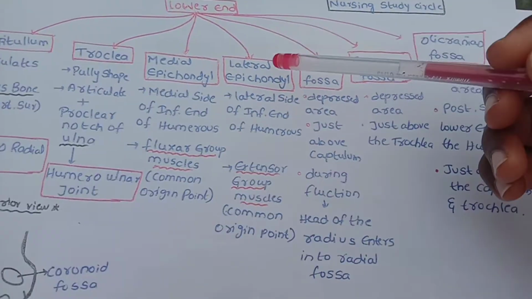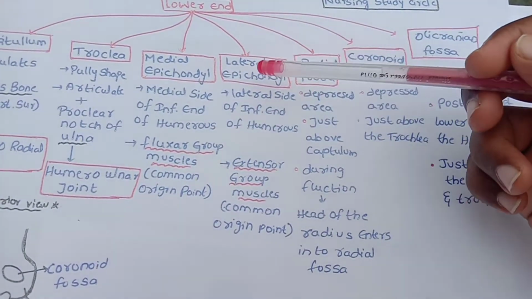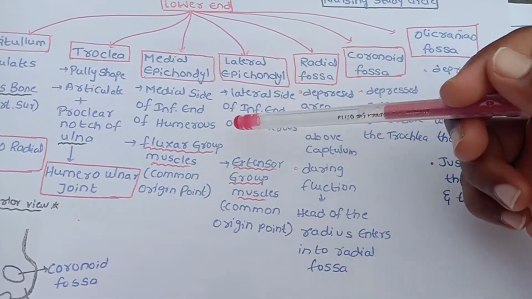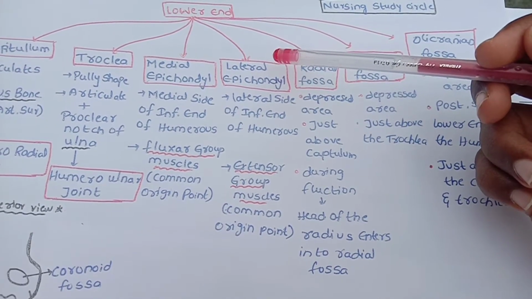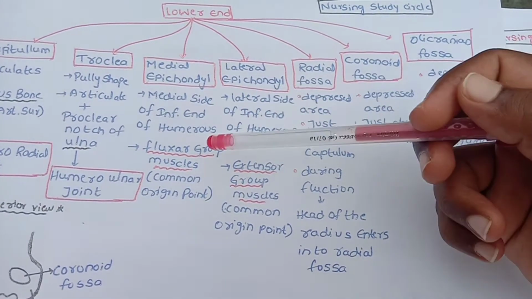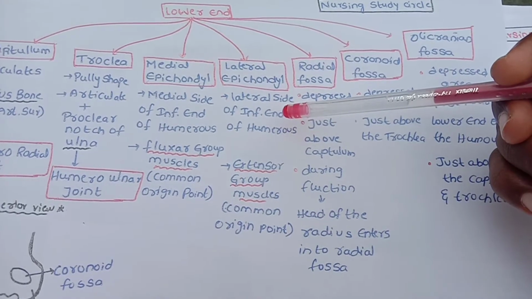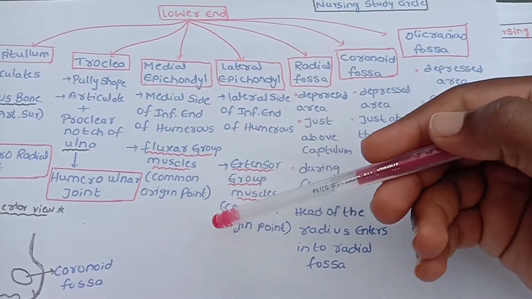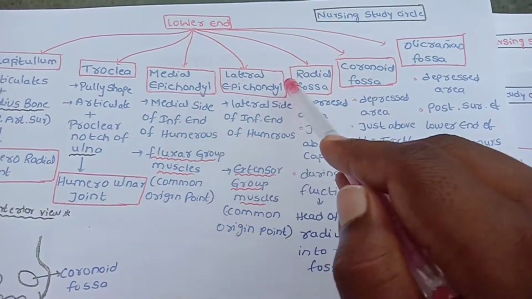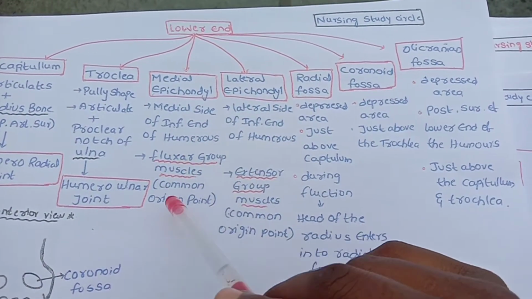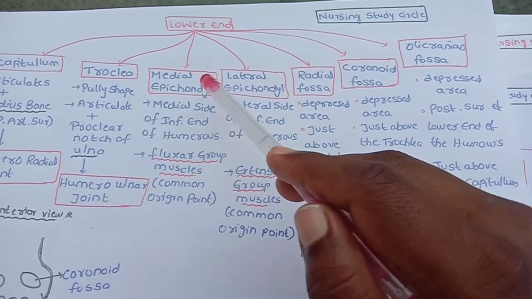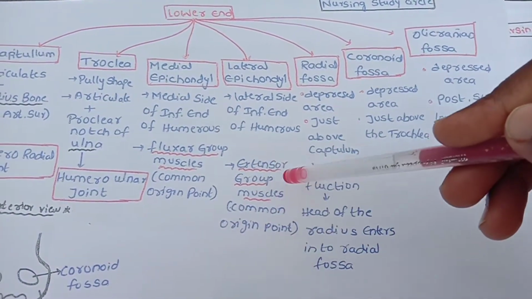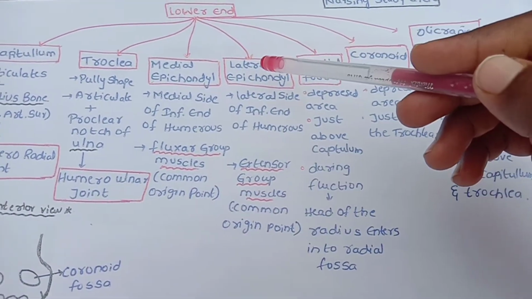And also the lateral epicondyle, which is present on the lateral side of the inferior end of the humerus. There is also a common origin point here, for the extensor group muscles. What is the difference between these two? The flexor group muscles have their common origin on the medial epicondyle, and the extensor group muscles have their common origin on the lateral epicondyle.